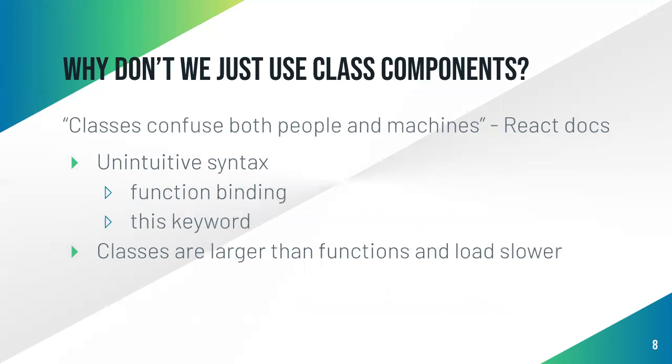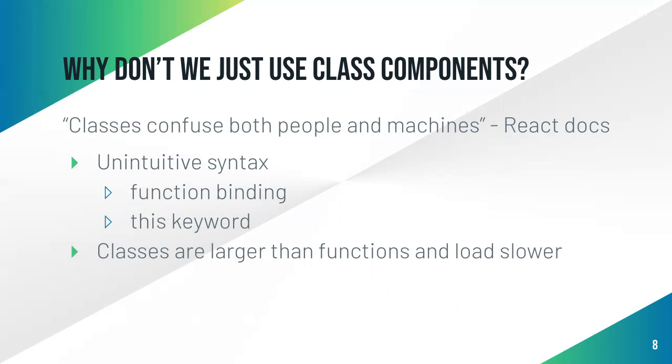You may be wondering, if class-based components have this stuff built in already, why wouldn't we just use them? Well, to quote the React docs directly, classes confuse both people and machines. They're really not easy to read, a little bit harder to write, and it would be hard for us to teach you all the ins and outs of it in this rush bootcamp format. It's also hard to work with on a project team with unintuitive syntax.